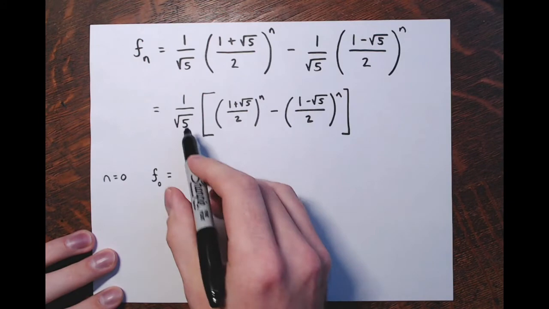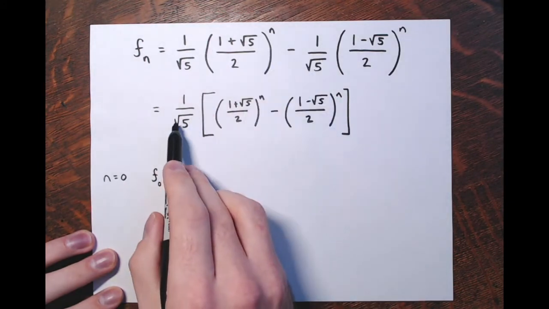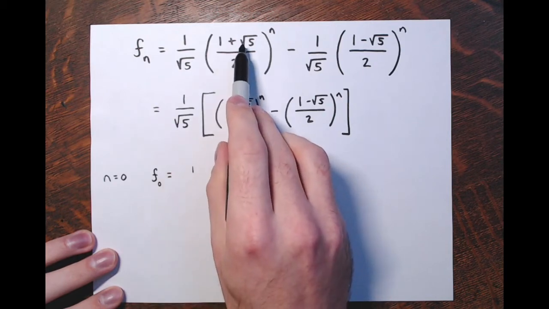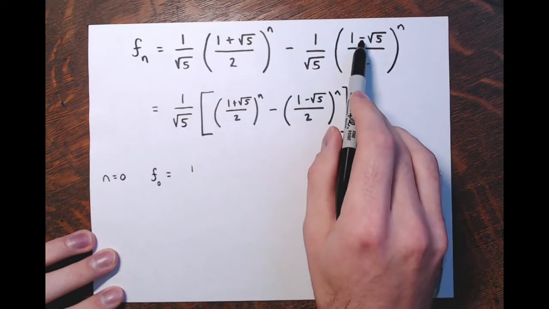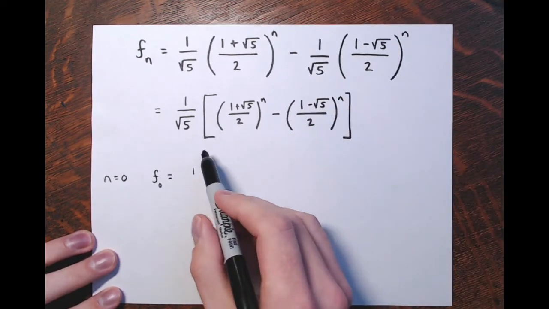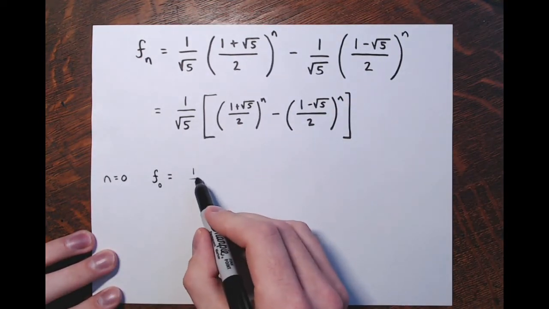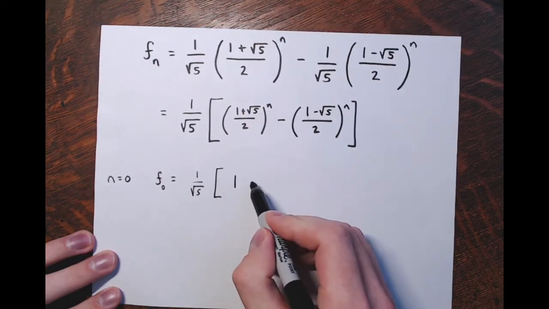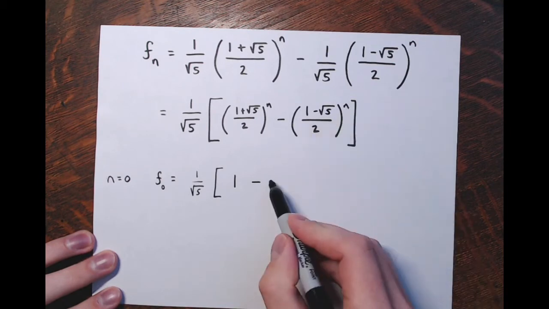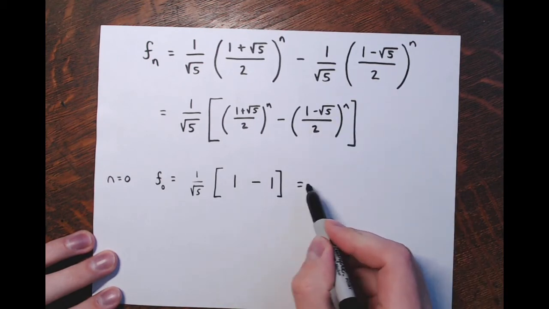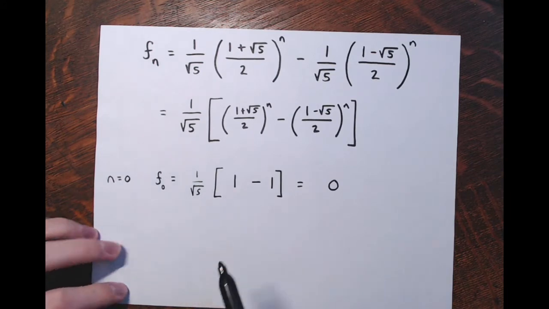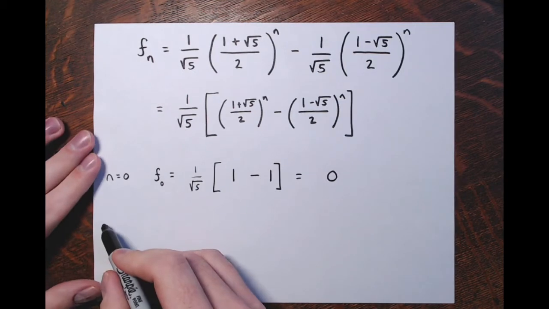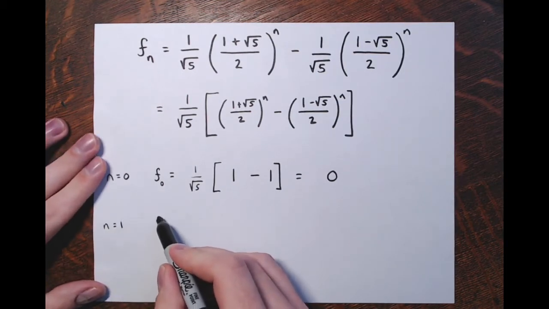I like pulling the 1 over the square root of 5 out, so I don't have to write it twice. Then I have 1 plus root 5 over 2 to the nth minus 1 minus root 5 over 2 to the nth. Now I'm plugging in 0 for n, and I'll have something to the 0 power, which will be 1, minus something to the 0 power, which will also be 1, and you see I get 0 here. I have 1 over the square root of 5 times 0. So that matches. Now when n equals 1.